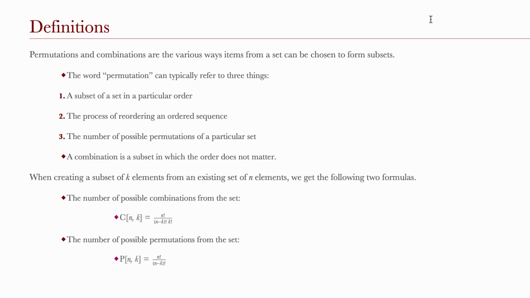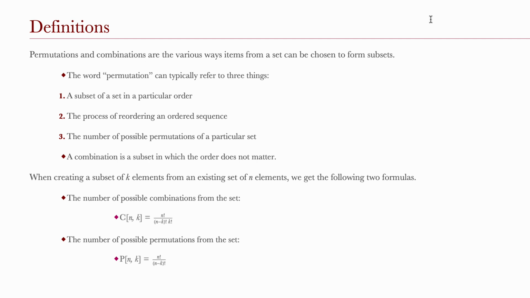So permutations and combinations are the various ways items from a set can be chosen to form subsets. The word permutation can typically refer to three different things: a subset of a set in a particular order, the process of reordering an ordered sequence, or the number of possible permutations of a particular set. On the other hand, a combination is just a subset in which the order does not matter.